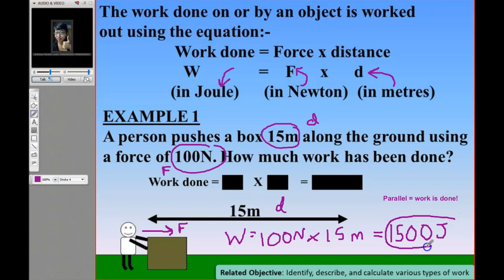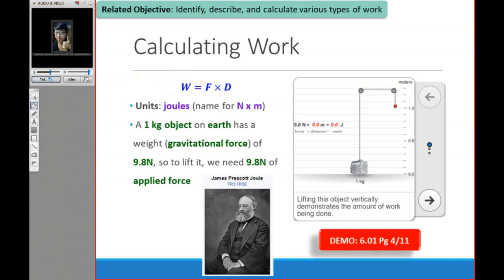All right, give me a smiley face if you're feeling comfortable with this. It's a pretty easy equation. Just take your force and distance, multiply them together, as long as they're parallel. They must be parallel. Perfect. All right, so work equals force times distance. Again, the unit is joules, and joules is actually just a long name for newtons times meters, okay?